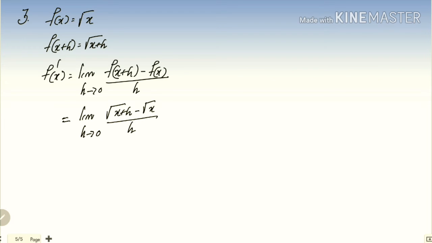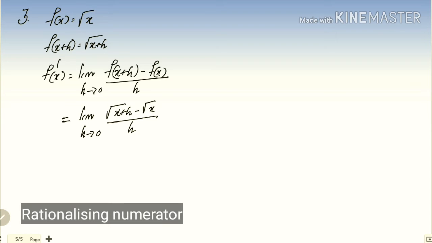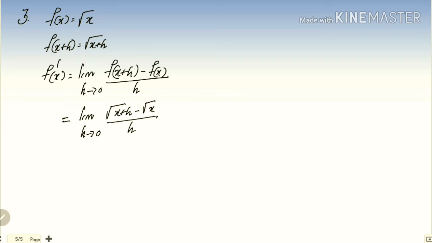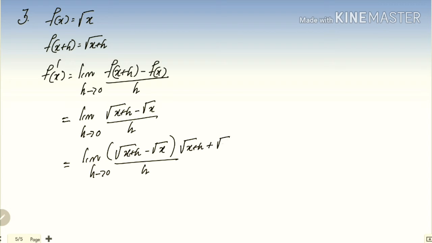Now what am I going to do? Here the technique that I am going to use is rationalizing the numerator. That is the only way we can move on here. Rationalizing the numerator. I will show you here. Just write limit h tends to 0, square root of x plus h minus square root of x divided by h. So this numerator is going to multiply with the square root of x plus h plus square root of x.